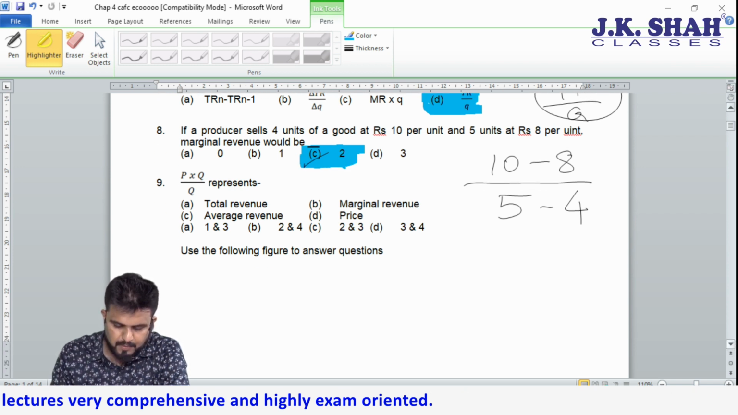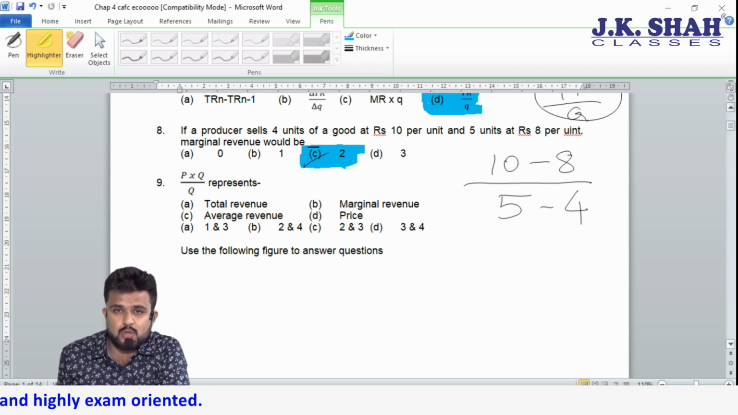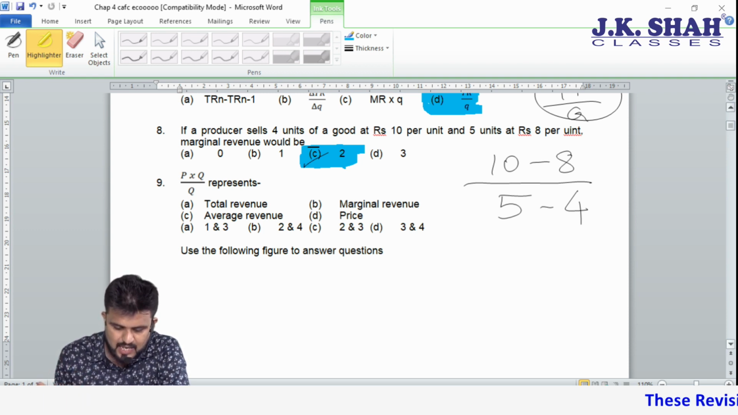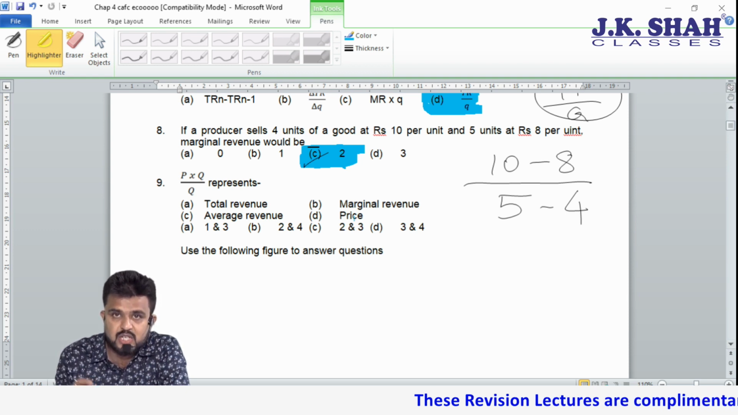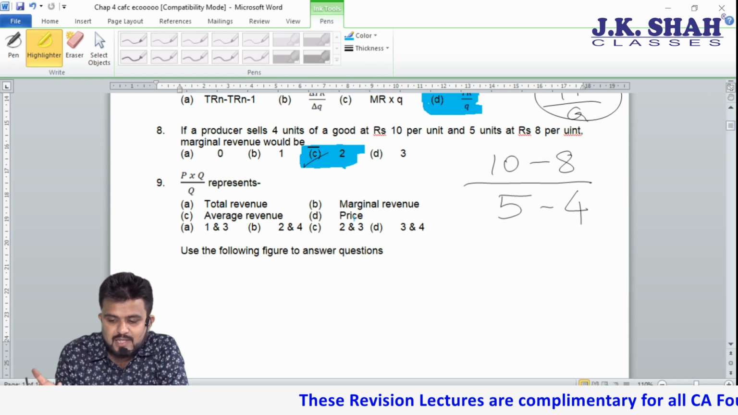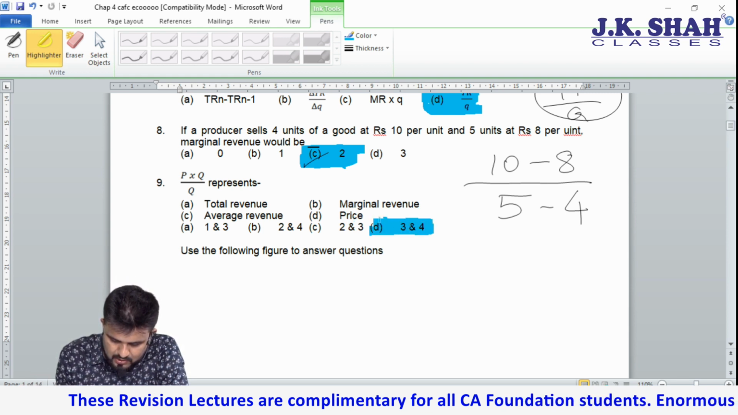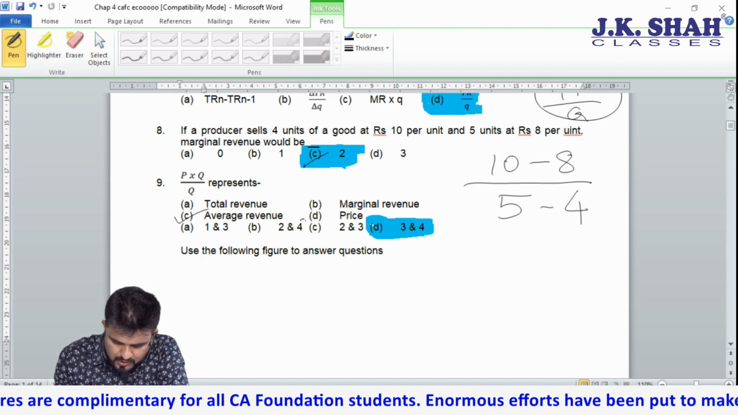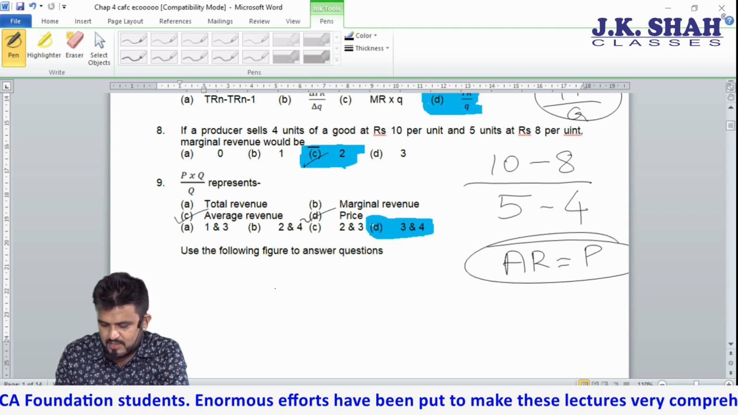Next is price into quantity upon quantity represents. Students, price into quantity is TR. TR upon Q is average revenue. So students, average revenue is also called price. So the most appropriate answer will be 3 and 4, because this is also correct, this is also correct, because AR equals price.